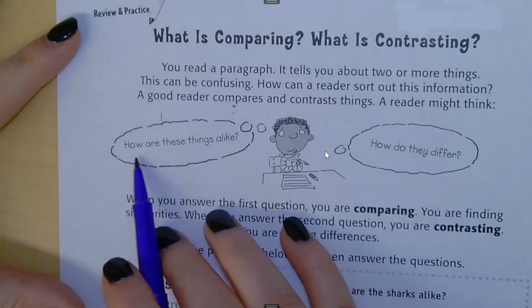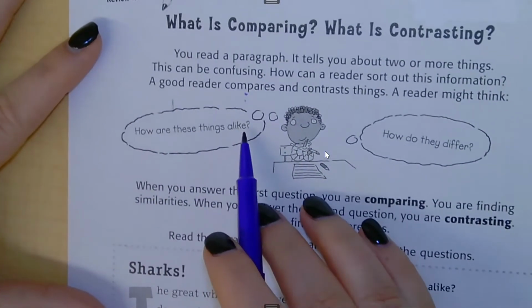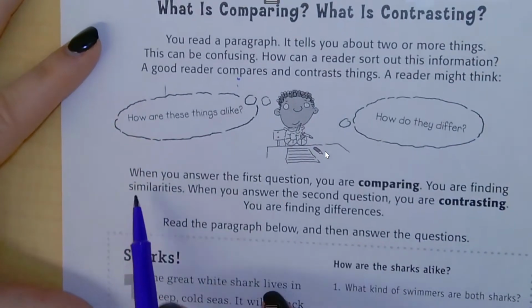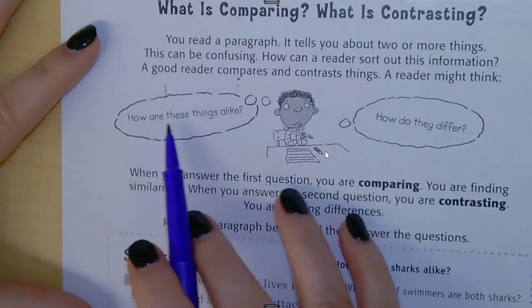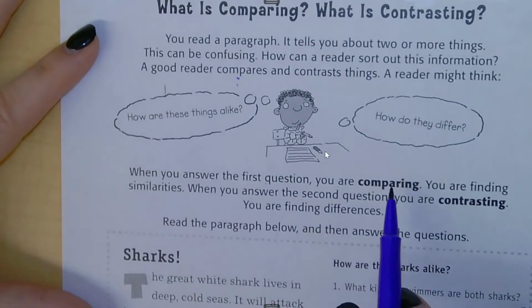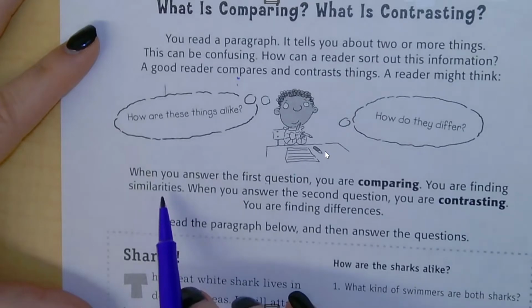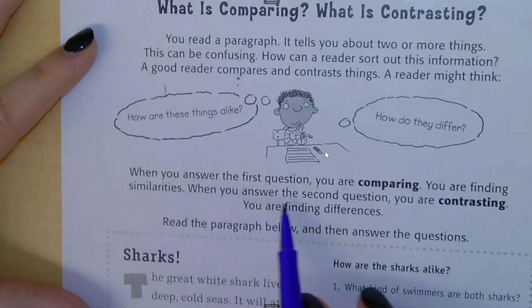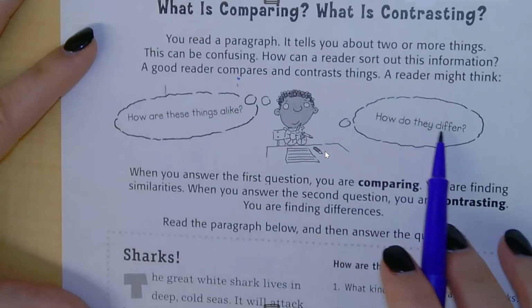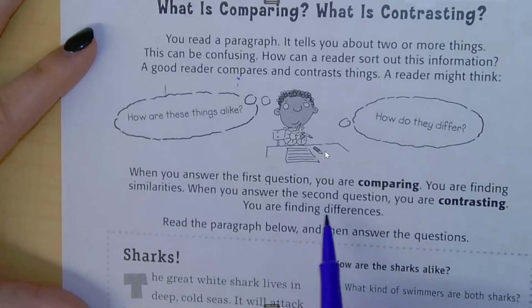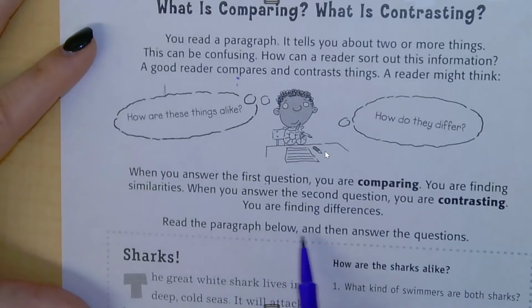A reader might think, how are these things alike? How do they differ? When you answer the first question, how are these things alike, you are comparing. You are finding similarities. Similarities are the things that are similar or the same. When you answer the second question, how do they differ, you are contrasting. You are finding differences. What is different? Read the paragraph below and then answer the question.